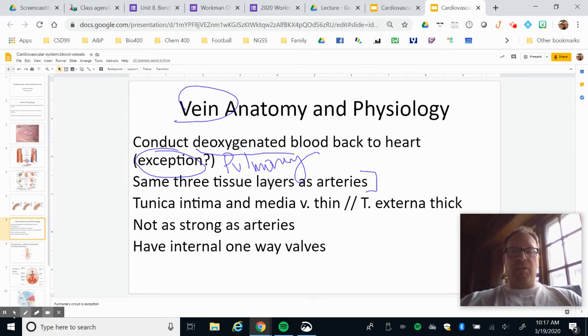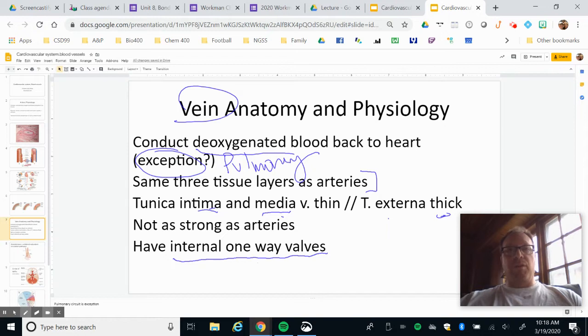Veins have the same three tissue layers, so intima, media, and externa. The intima and media layers are generally thin, not very strong, but the external layers in veins are pretty thick. Veins generally aren't as strong as arteries. And of course, the other key distinction between arteries and veins is that veins have internal one-way valves, which is really critical for getting blood to return back to the heart because there's no pressure in the veins from the heart squeezing.